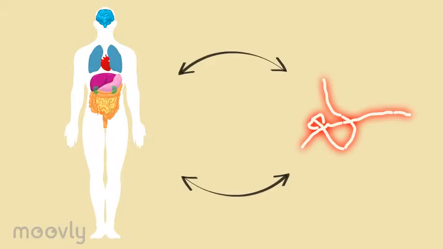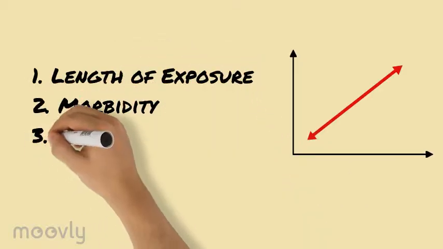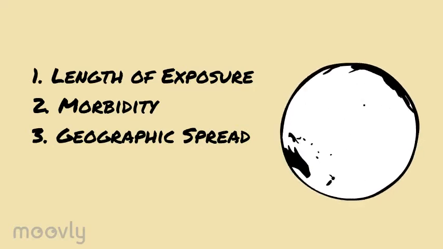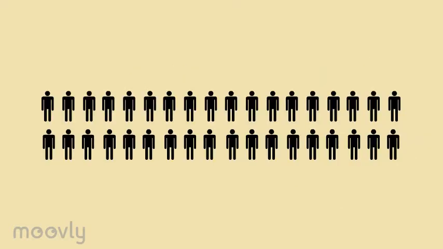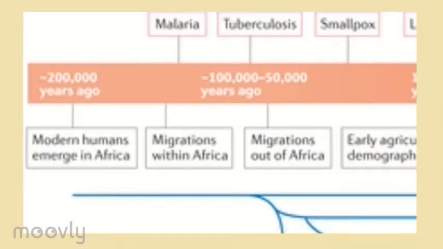Several factors influence the dynamics of host-pathogen interactions, including length of exposure, morbidity, and geographical spread of the disease, and all of these play a role in determining the accumulation of variants that confer genetic resistance within modern-day populations. If you look at this figure, you can see the timeline of pathogen emergence in human history. When we talk about an old disease, we mean really old, 100,000 years old to be approximate.